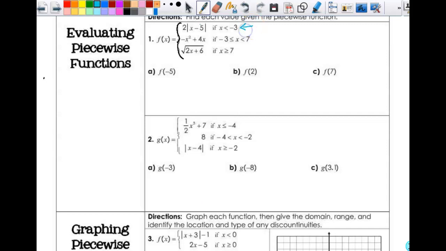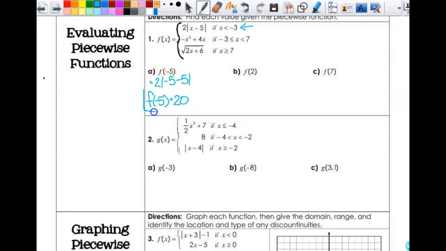So that means I don't substitute it into all of them. The only one that makes sense is for me to substitute it into here, because this is when x is less than -3. So this is going to give me 2 times the absolute value of -5 minus 5. And then -5 minus 5 is -10. Absolute value is 10, times 2 is 20.